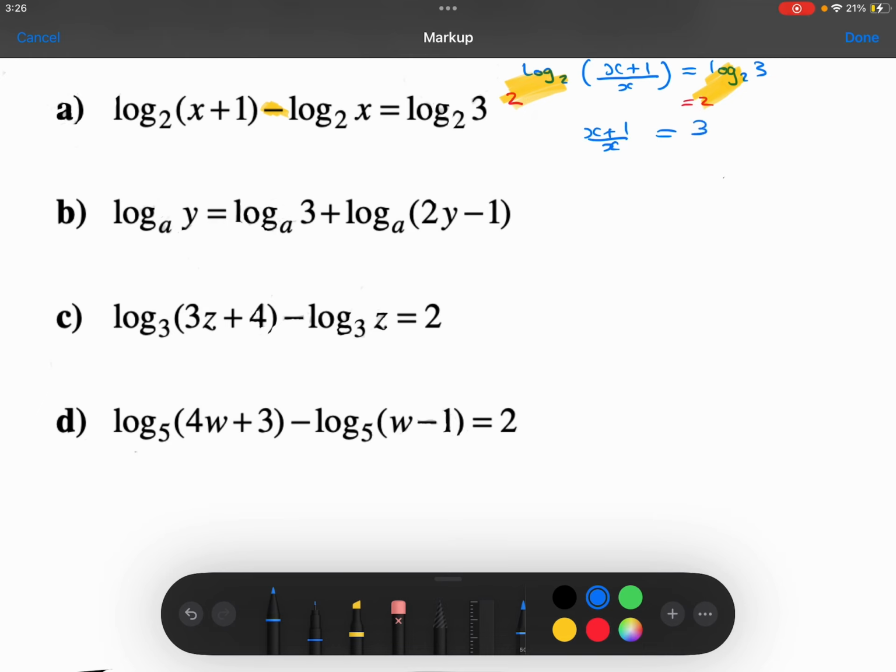I can now multiply both sides by x. Take x away from both sides and divide both sides by 2. So x is 1/2 for question A.